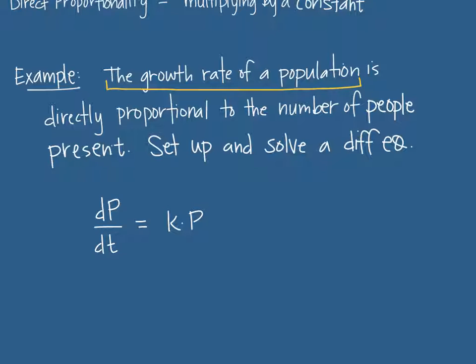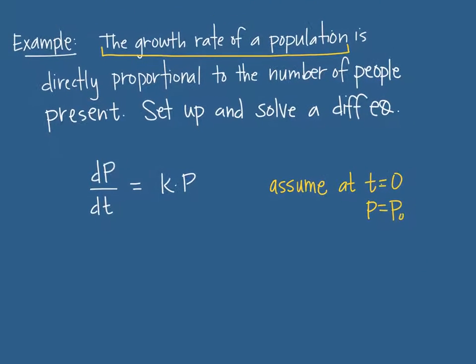Now we want to solve our differential equation. To solve it, we need an initial condition. And so our initial condition is that we're going to assume at time 0, the population is P sub 0. Okay, that's our initial condition. At time 0, the population is P sub 0. It's the beginning. So now we'll use our calculus to solve it.